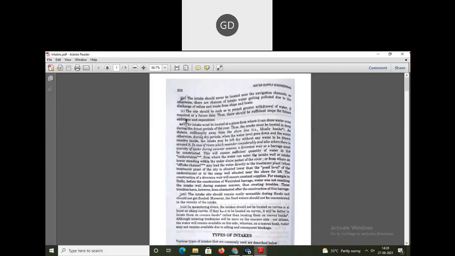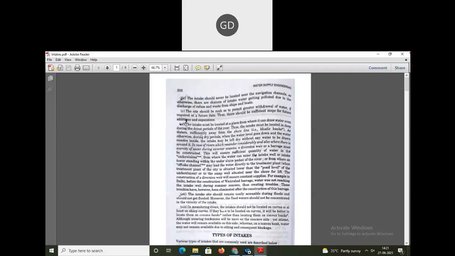So the next point is that the intake should be located at a place from where it can draw water even during the driest periods of the year. There are some rivers which are perennial and some which are non-perennial. Non-perennial rivers get dry during the summer seasons. So it should not be like that.